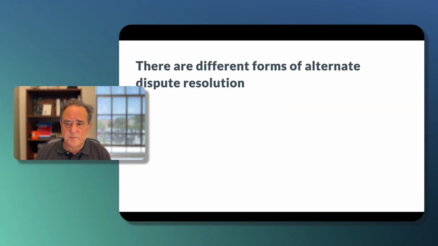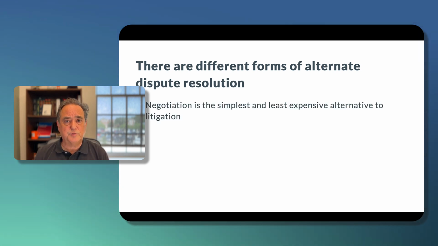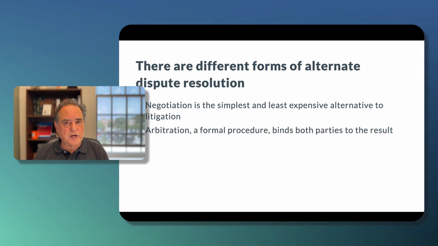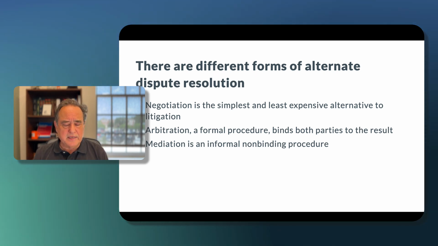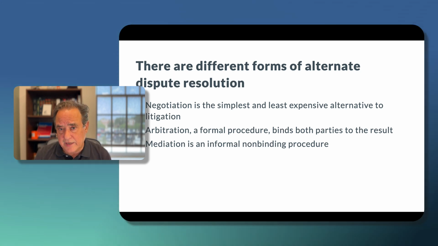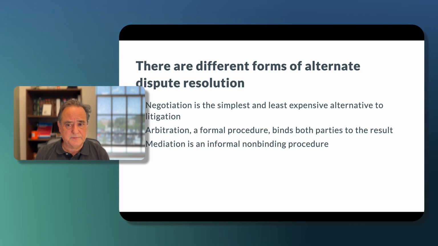Now, there are different forms of alternative dispute resolution, and the first one, which we don't talk about a lot, but which we probably should, is negotiation. Negotiation is the simplest and least expensive alternative to litigation. Arbitration, which is a formal procedure, and it binds the parties to the result. And then mediation, which is an informal, non-binding procedure using the assistance of a mediator. This is essentially an assisted negotiation.